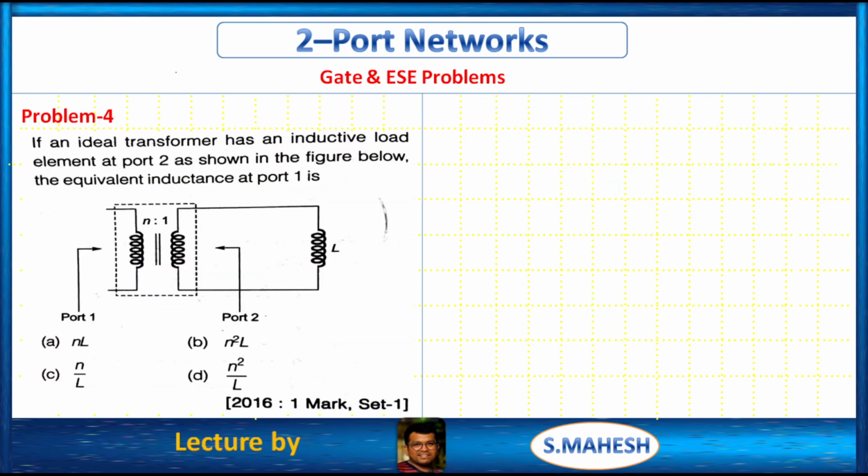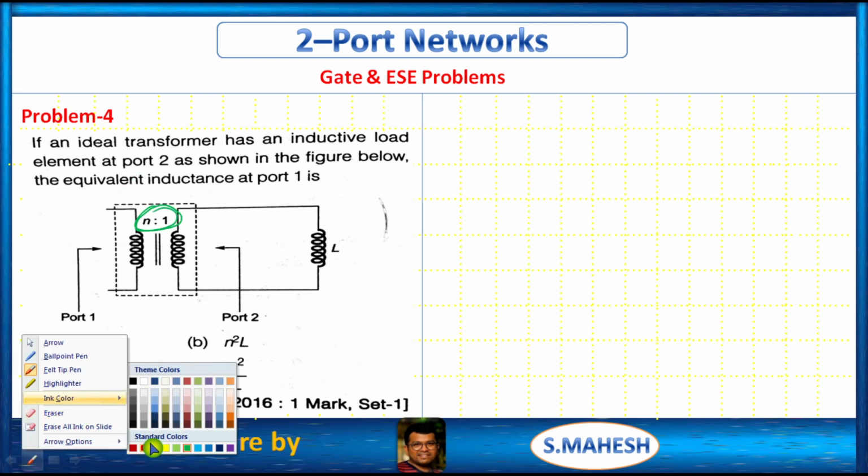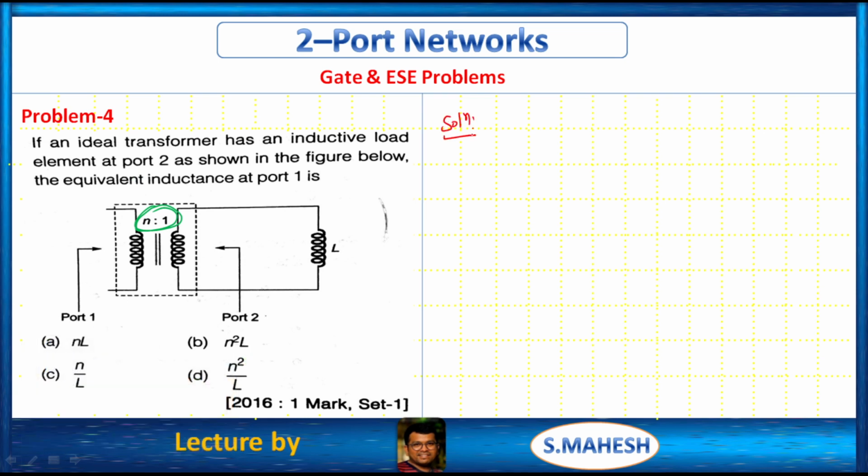Next problem. If an ideal transformer has an inductive load element at port 2 as shown in the figure, find the equivalent inductance at port 1, given that n:1 is the turns ratio. We all know the relation, very simple problem. V1 by V2 equals square root of L1 by L2, which is given as n by 1. This is the given data.